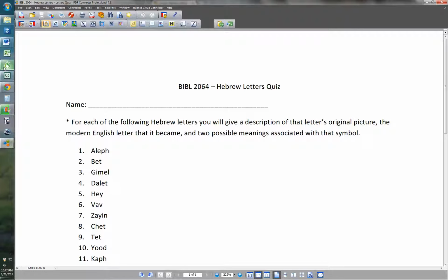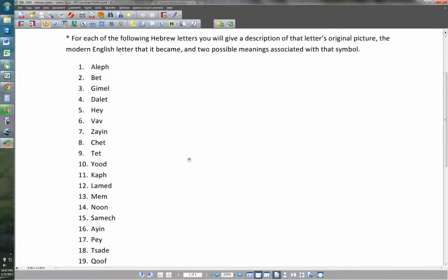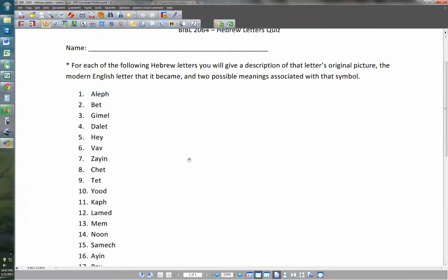So let me just show you what you're going to be doing. Basically, as you can see here, you've got all 22 letters. And then for each of the letters, there's going to be three things that you need to put in, right? So the first one is a description of that letter's original picture.